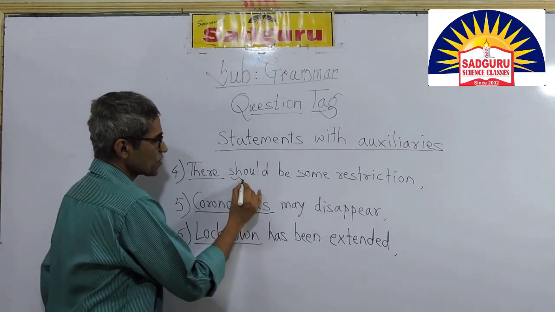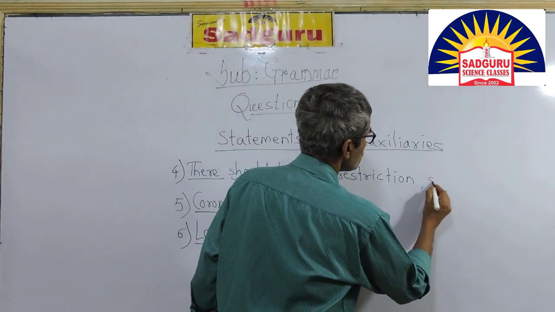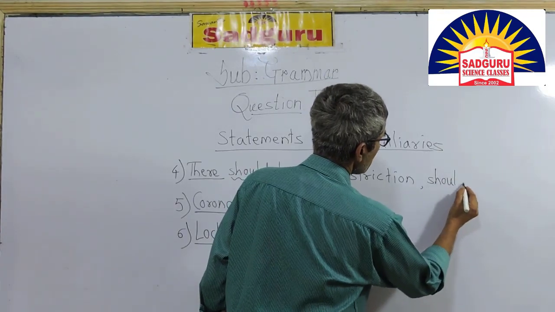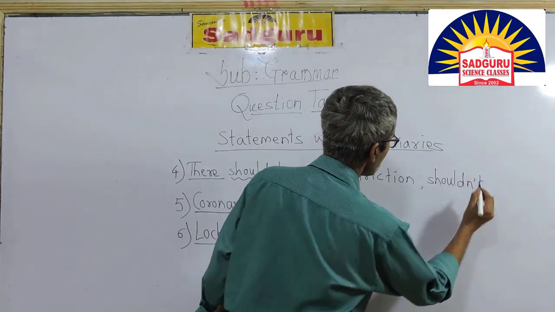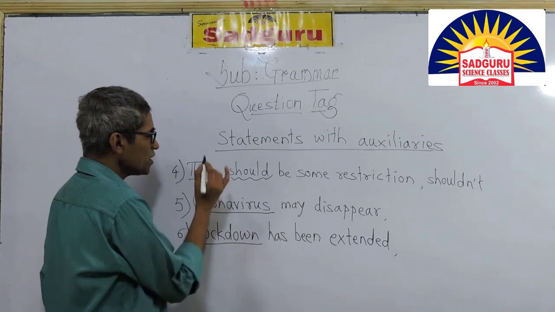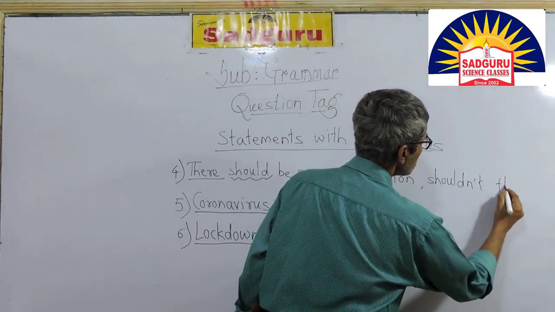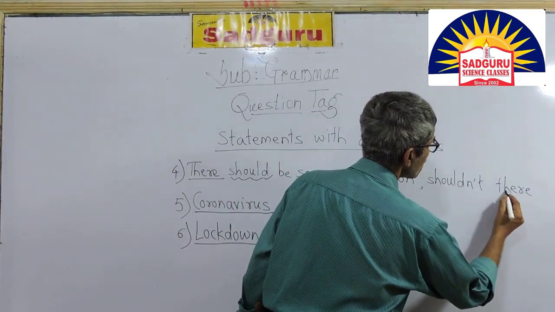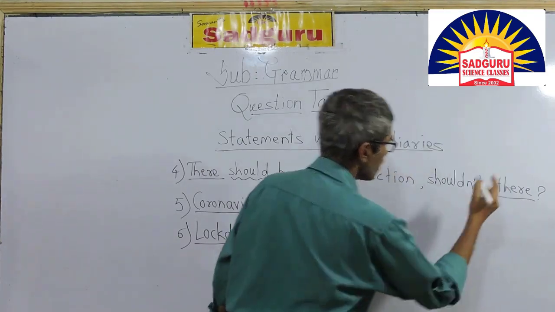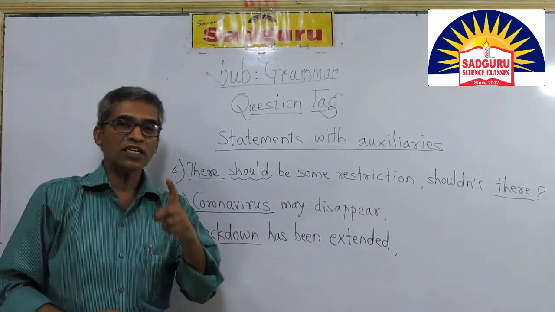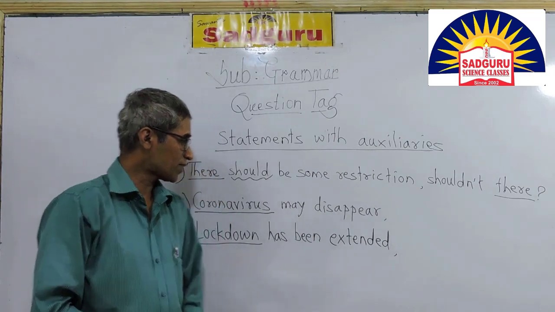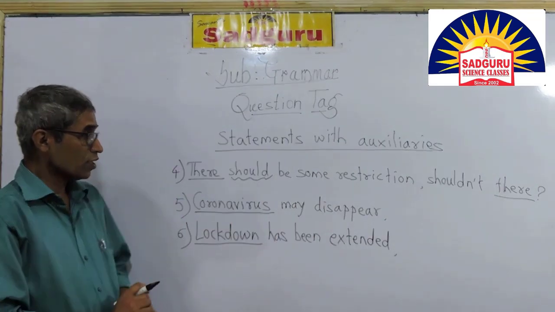Take the auxiliary first. Should, if you add nt, it will become shouldn't, and the subject is a pronoun, so you have to keep it as it is. There's no change. This word there can be a subject in a question tag, always remember. And then move to the next one.